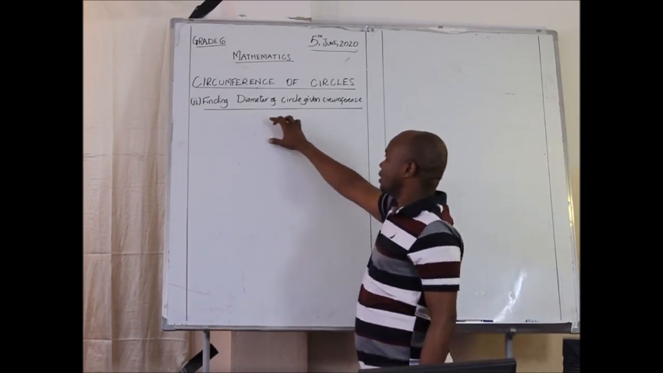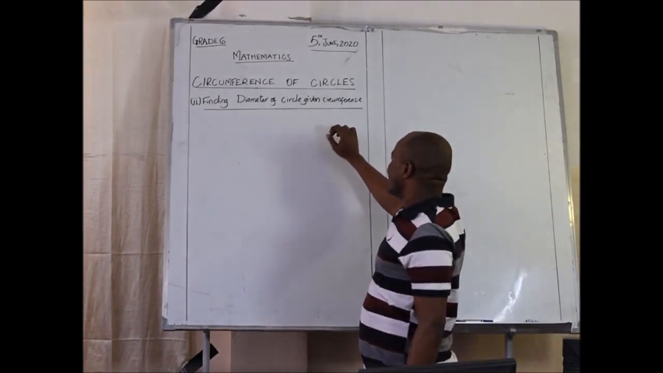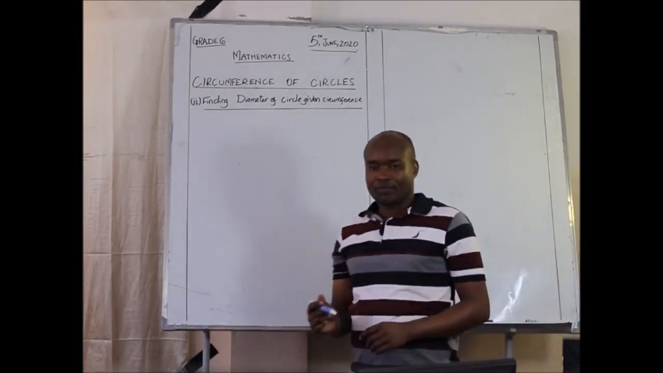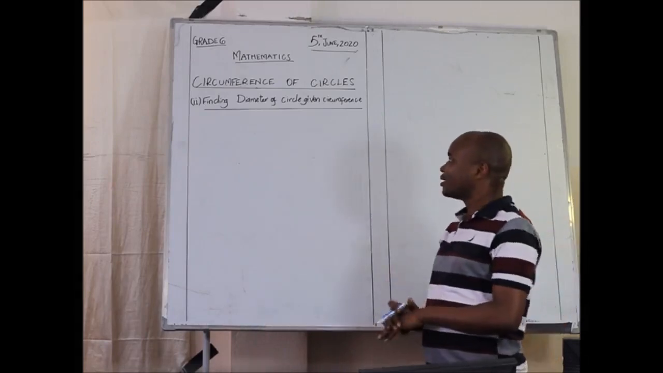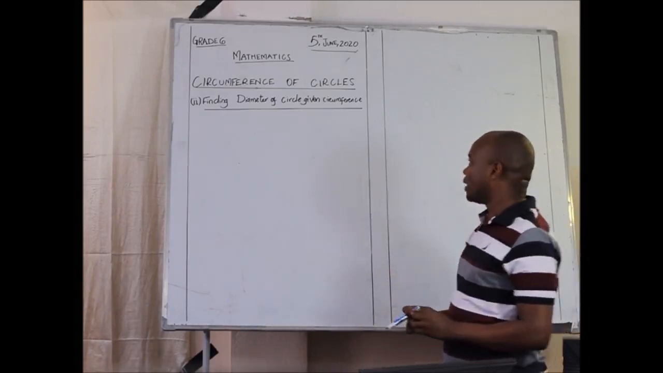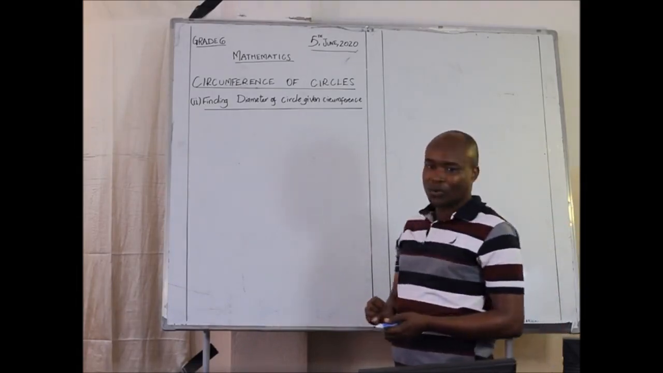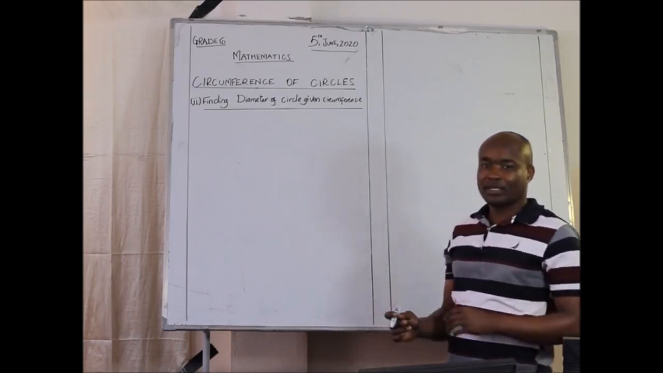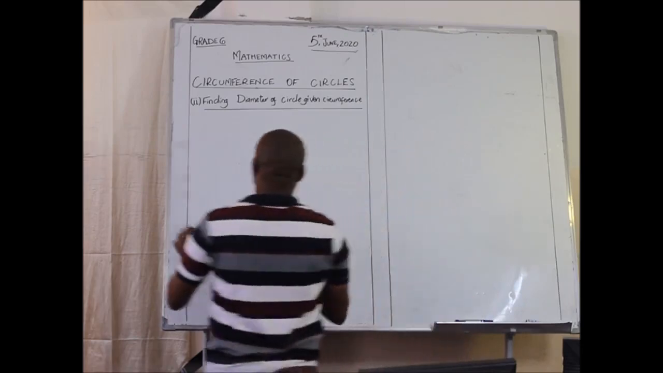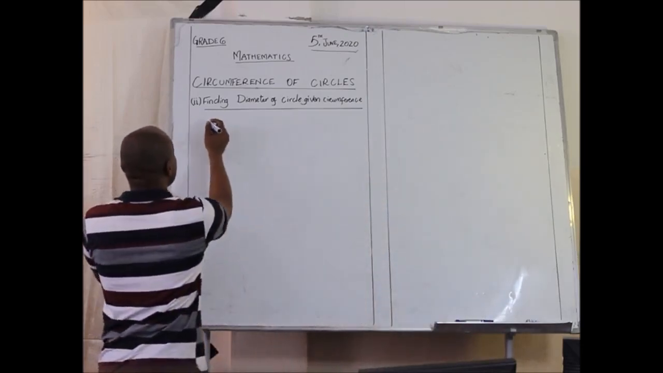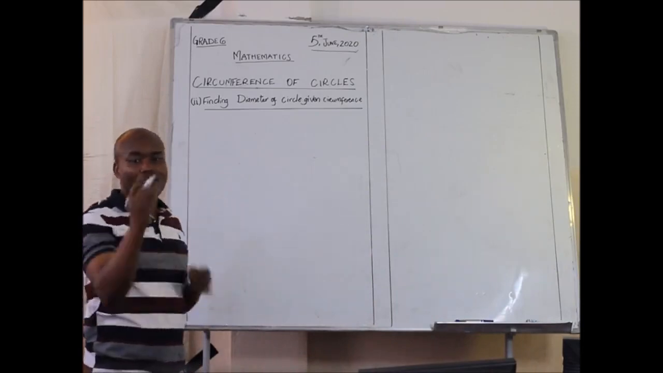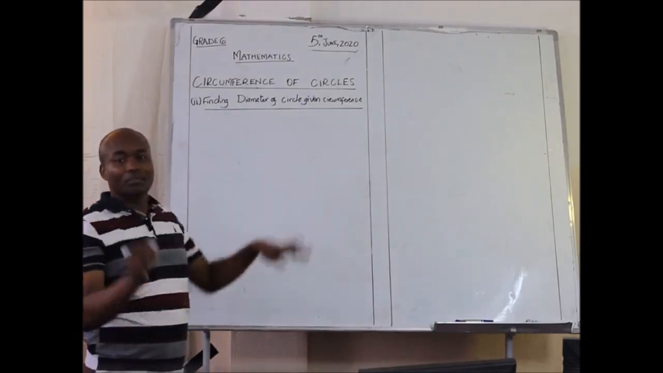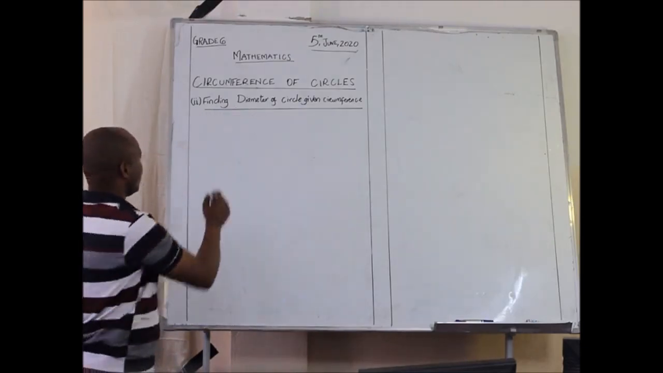Our main subtopic today will be finding the diameter of a circle given the circumference. From what you have been taught, there is a formula to apply to find the circumference of a circle when you have been given the diameter. The formula, if you can remember, is pi d. So we are going to start from there. We say that circumference is equal to pi d. Since now we are finding the diameter d, we are going to start with pi d is equal to circumference.